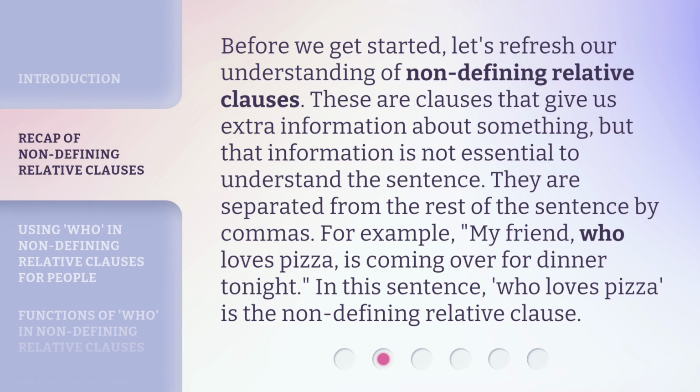Before we get started, let's refresh our understanding of non-defining relative clauses. These are clauses that give us extra information about something, but that information is not essential to understand the sentence. They are separated from the rest of the sentence by commas. For example, my friend, who loves pizza, is coming over for dinner tonight. In this sentence, who loves pizza is the non-defining relative clause.